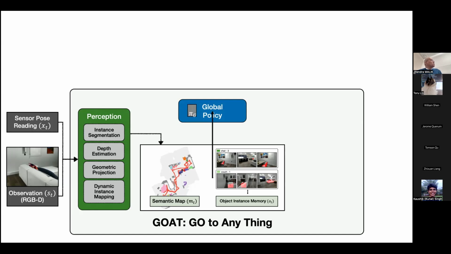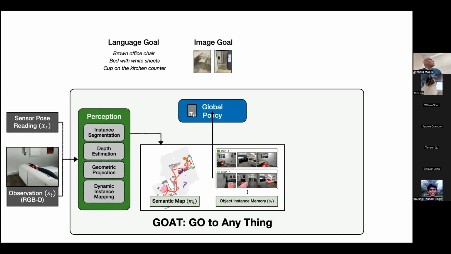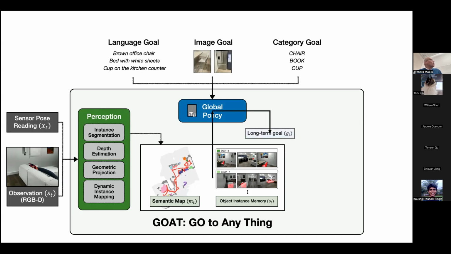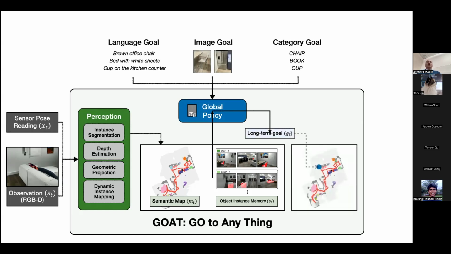And then there's a global policy. These are the different ways of specifying language goals, image goals, category goals. You feed that as input in some form, and then it tells you where to go, but you keep building your map. So you may land up making a wrong judgment. You may go left, whereas the target is actually to the right. So you eventually move around, but as your map becomes complete, you will know that this was an unproductive path, because this is happening in the training process as well.